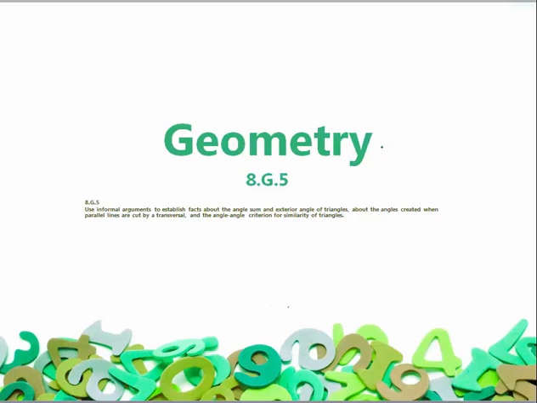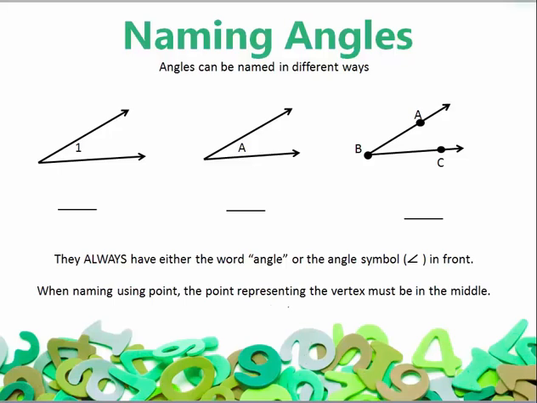Welcome to geometry. We will be talking about angles. There are different ways to name angles. We will talk about 3 of them. The first way is when an angle has a number. In this case, you use the angle symbol and the number.